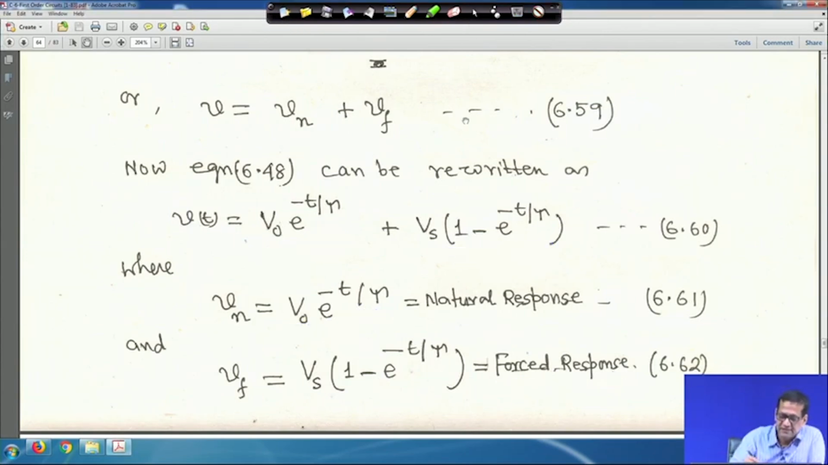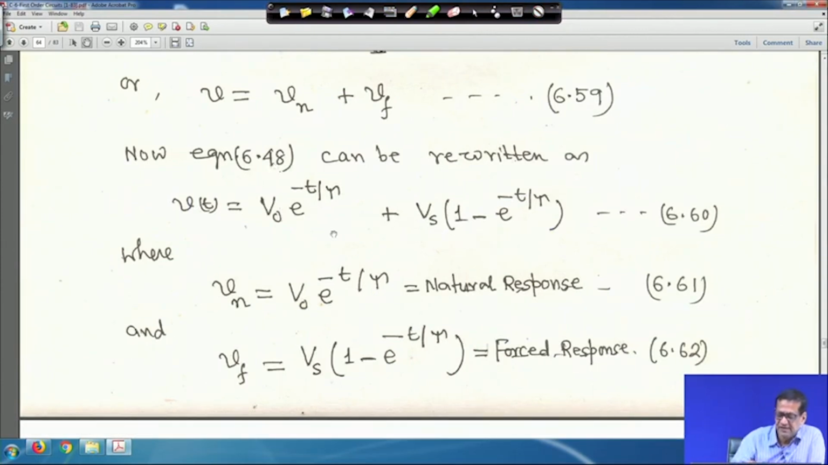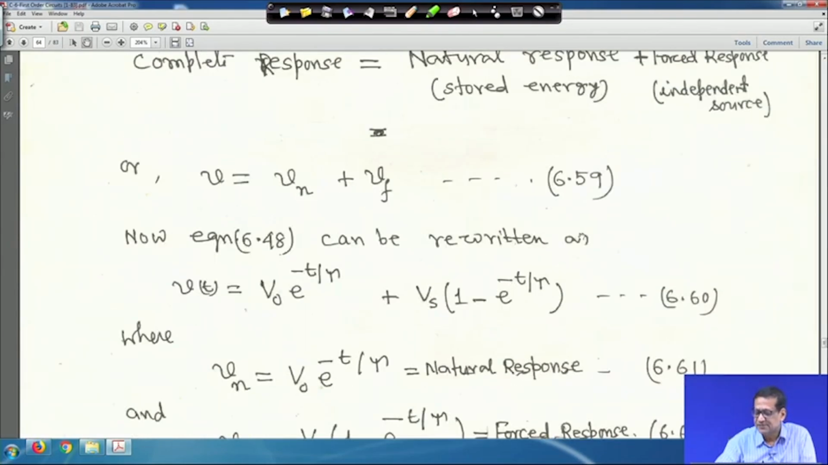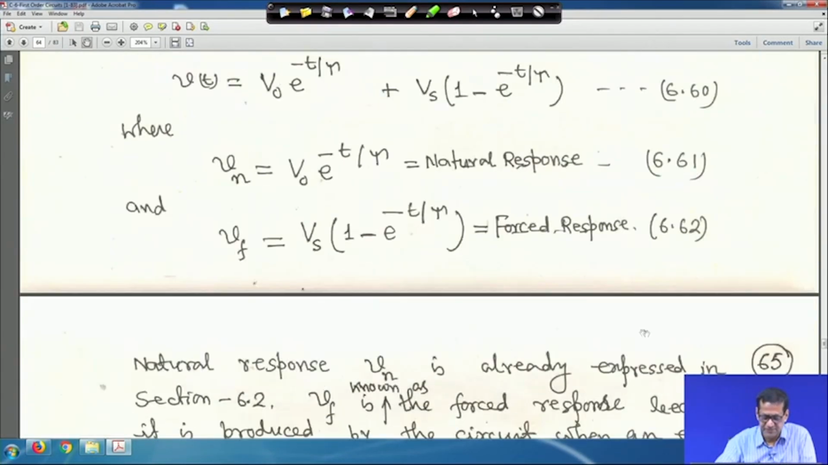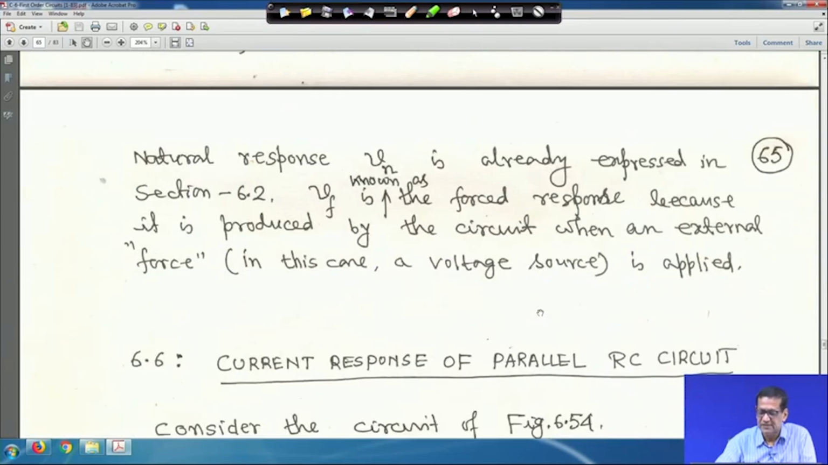So, this way equation 48 can be written in this way. This is equation 59, 60, 61 and 62. Therefore, the natural response V n is already expressed in section 6.2 that we have done. V f is known as the forced response because it is produced by the circuit when the external force is applied, that is, in this case it is a voltage source, right.